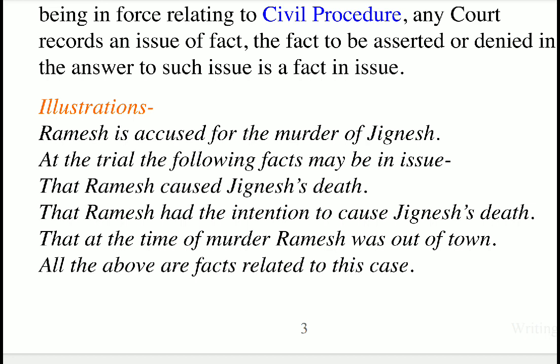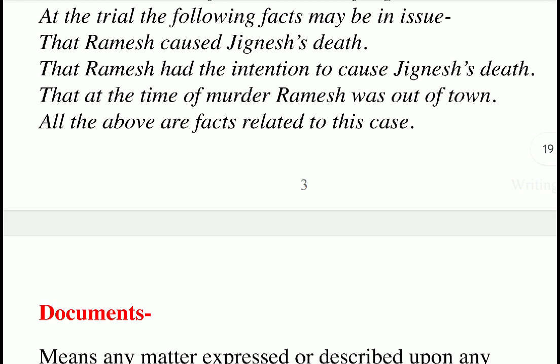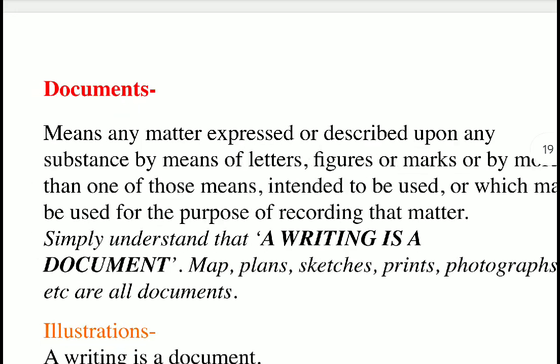That Ramesh had the intention to cause Jignesh's death. Whether Ramesh had the intention or not, that will be decided in the proceeding. That at the time of murder, Ramesh was out of town. Whether Ramesh was out of town or not, that will be decided in the proceeding. These are the facts in issue. All the above are facts related to the case. That's why a fact in issue is that fact without deciding which, or without arriving at a point on which, the case cannot be decided. Now the next clause is document.